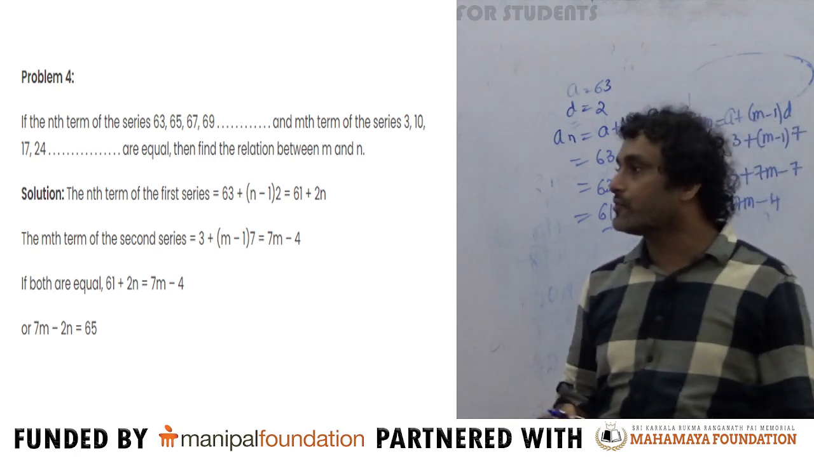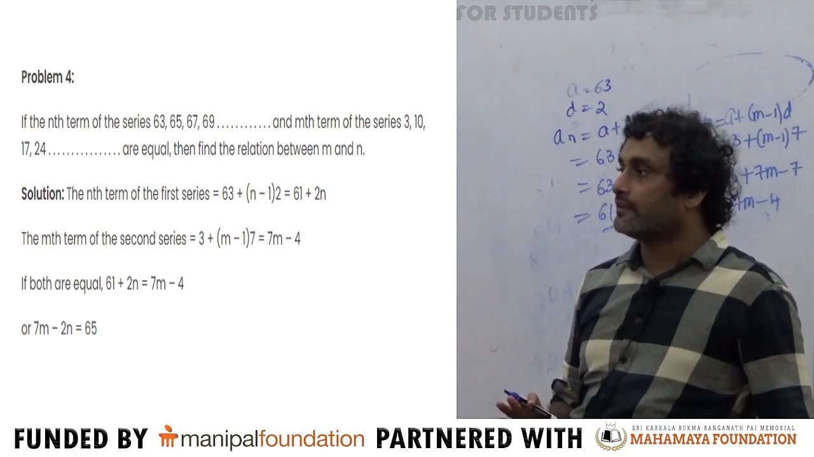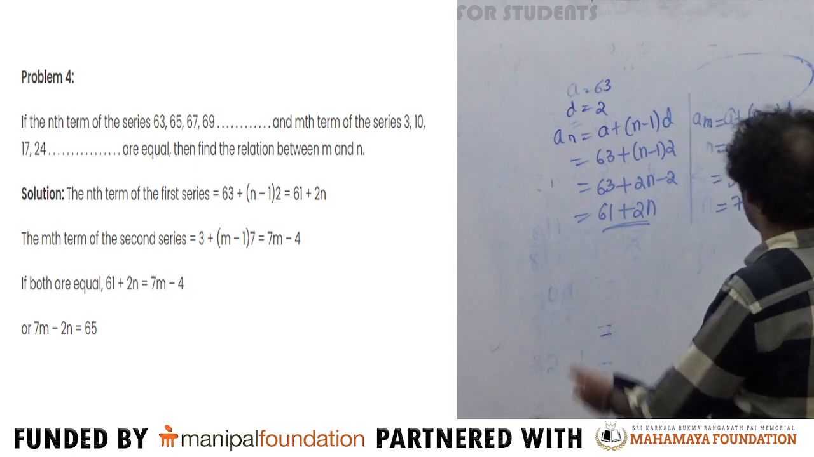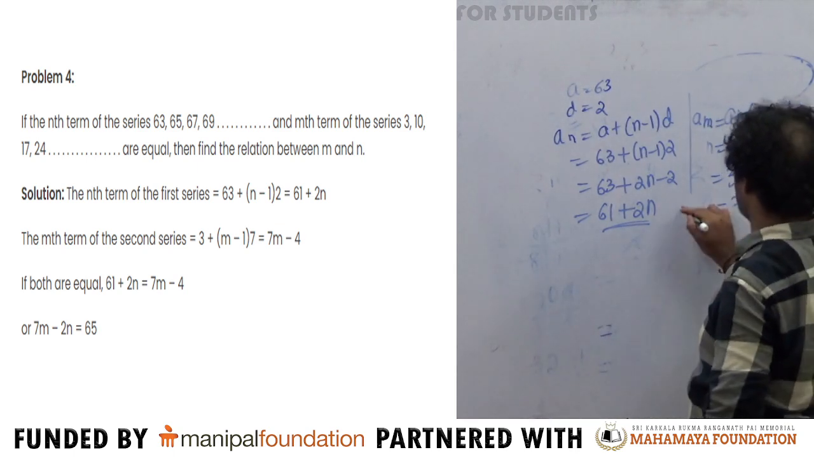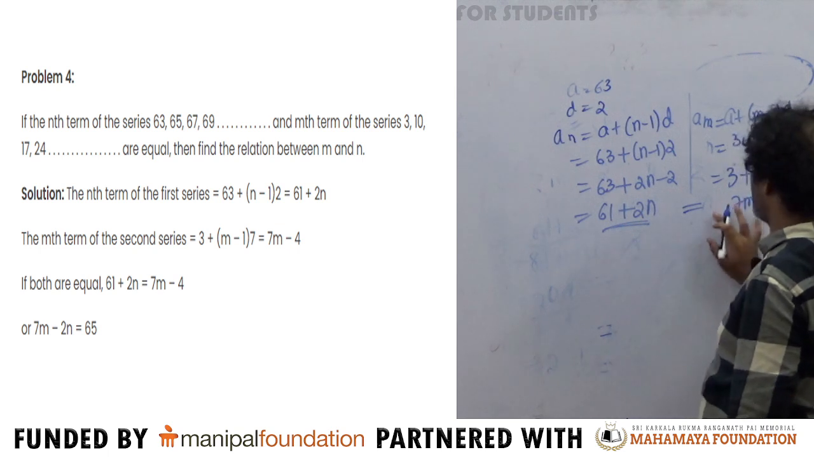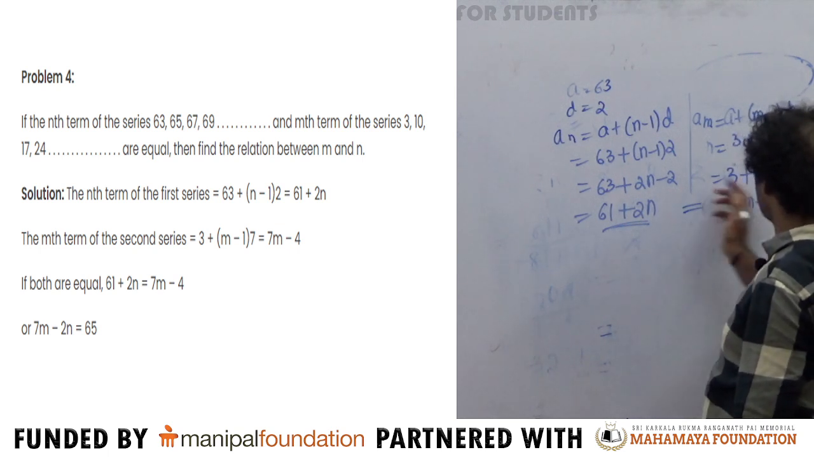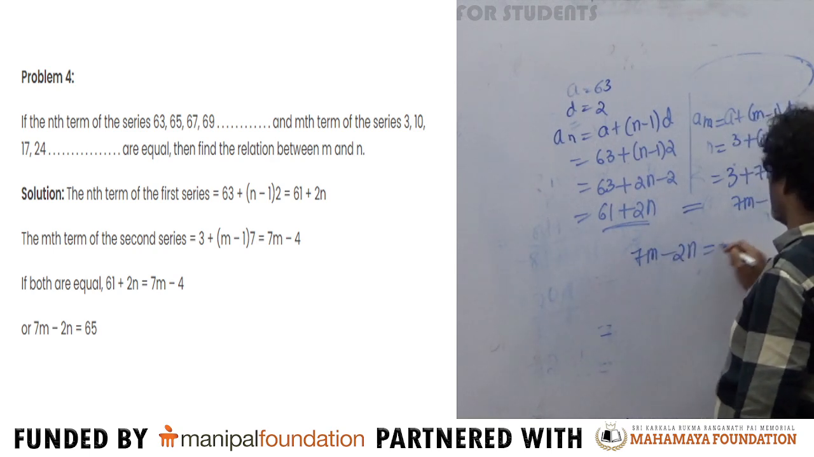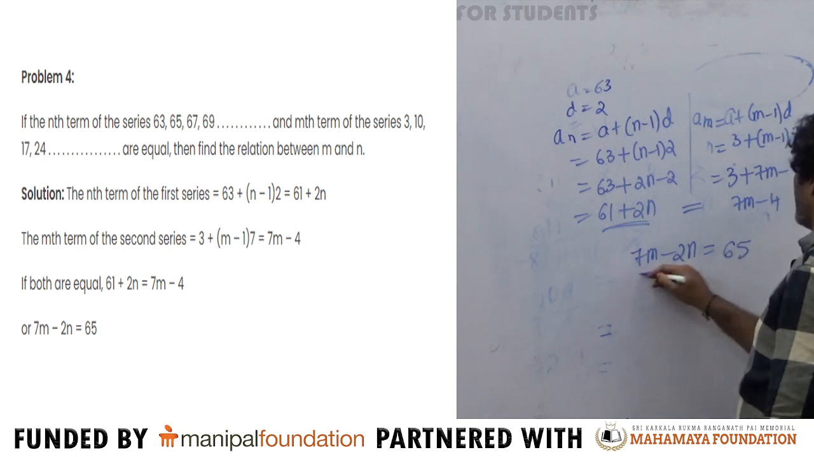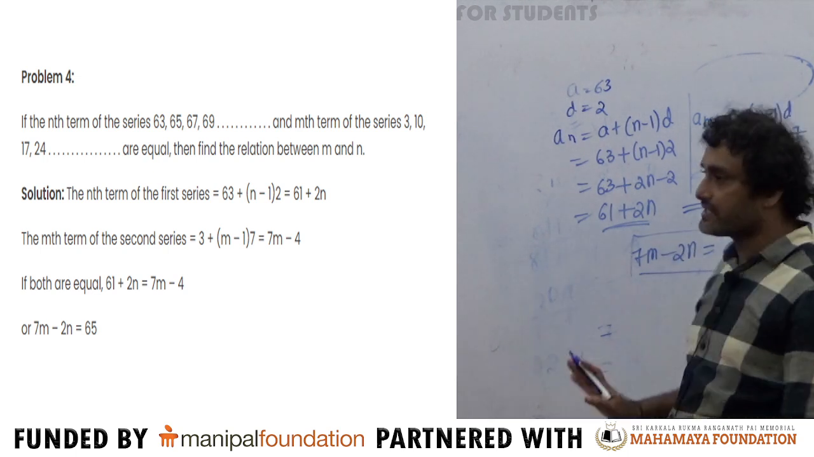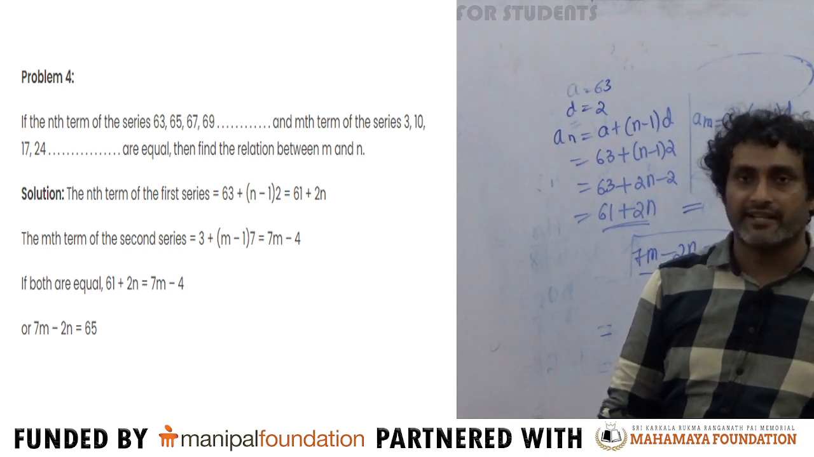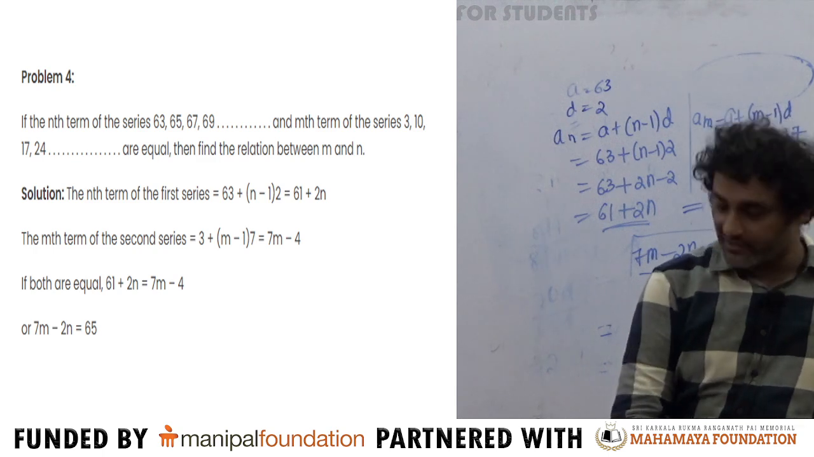Correct? So they just want the relation between m and n, nothing else, okay? So what you do is, these two are equal, it's told, right? It's told they are equal, so equate. So I'll just move it here. 7m minus 2n equal to 65. Done. Relation means only so much, okay? It could be 2n plus 65 is 7m, depends on your MCQ option.